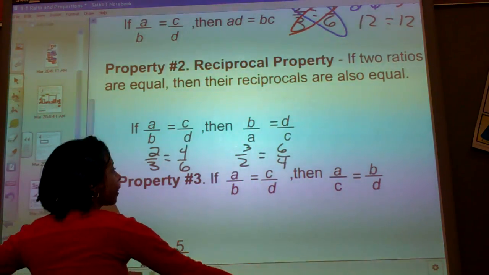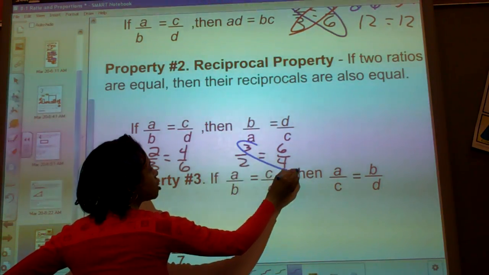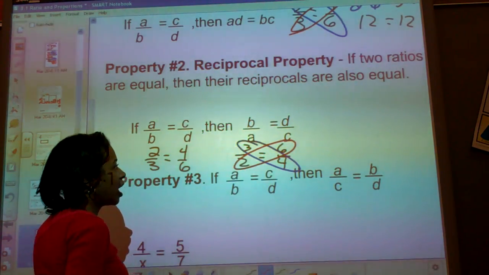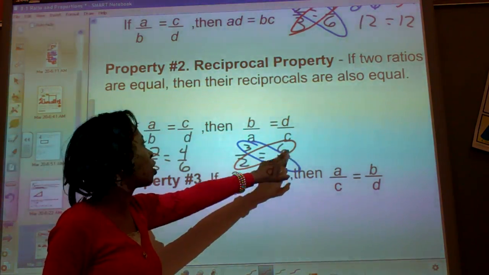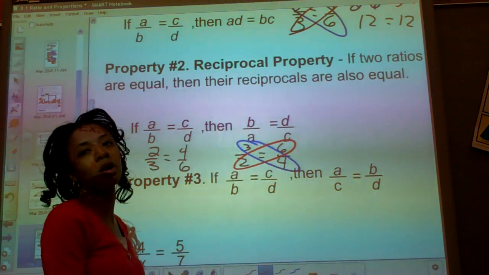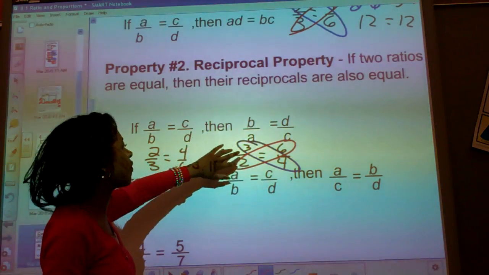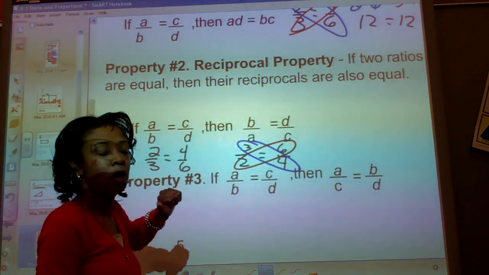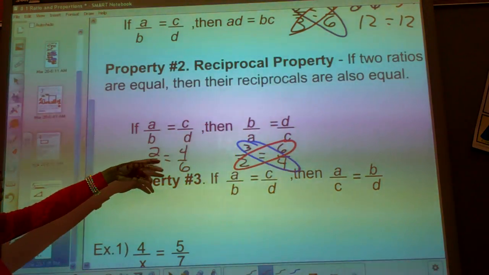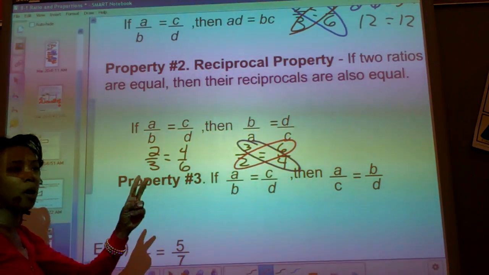And again, if I cross multiply, they're still the same. 3 times 4 is 12, and 6 times 2 is 12. So I can still use the cross product. They're going to be equal if I take the reciprocal of both. I can't just take the reciprocal of the first, the A and B, and not do the C and D. I have to do both.